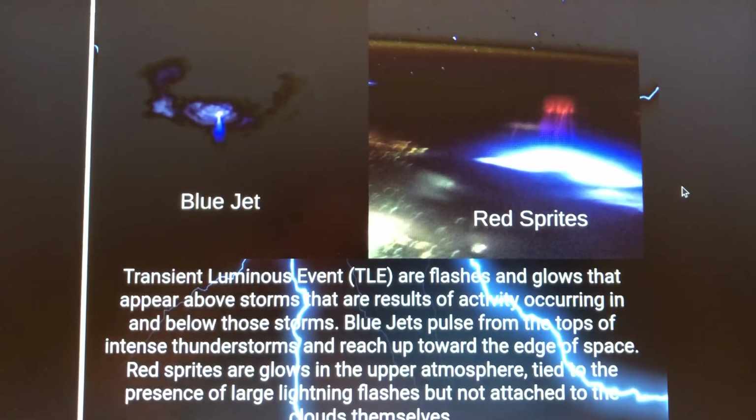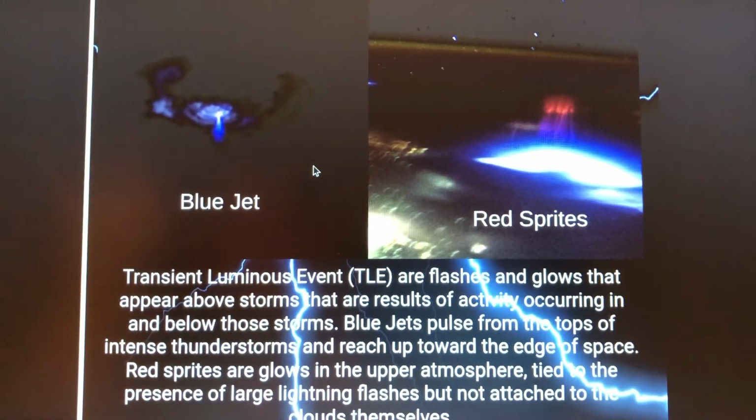One last thing I want to point out to you is there is lightning that occurs above a thundercloud. It's something most people don't know as well, and honestly, we've just learned about these in the last 30 years. Above a thundercloud, going out into space, you have a couple things going on. One of them is a blue jet. A blue jet pulses from the top of an intense thunderstorm and reaches up to the edge of space.